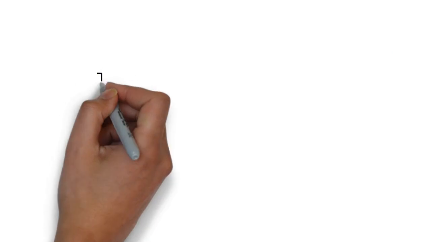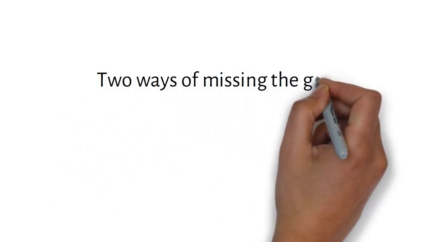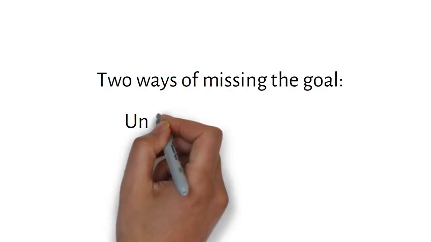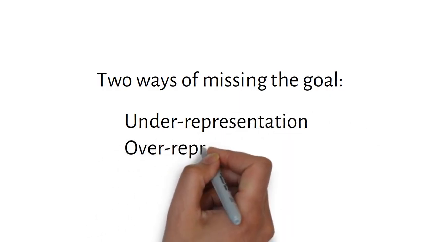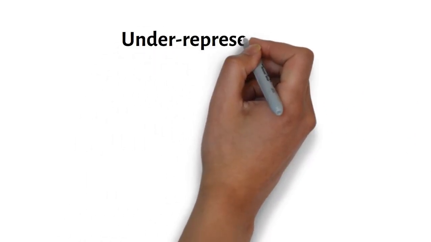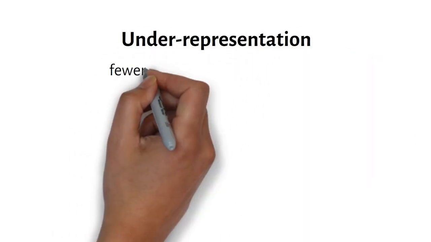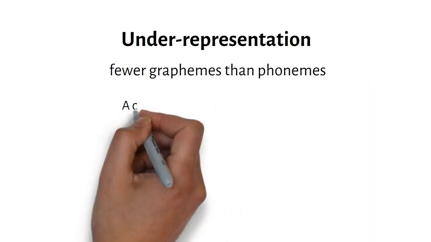But what happens when this principle is not followed? Let's talk about two totally different ways of missing the goal of one grapheme per phoneme and one phoneme per grapheme. These are what we call underrepresentation and overrepresentation. First, let's talk about underrepresentation. Underrepresentation is when there are fewer graphemes than phonemes.